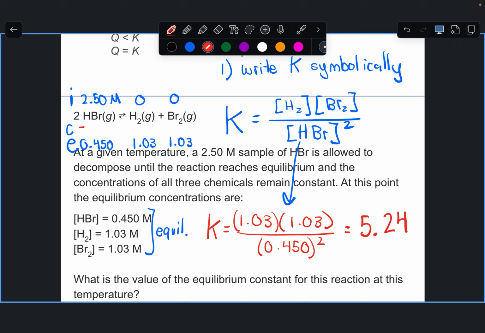So you could actually write in there what those changes are. You could say minus 2.05, plus 1.03, plus 1.03. The changes are always going to be minus on the side where you're using up that thing, so on the reactant side in this case, and then positive on the side where you're making it. You can kind of think of it as the initial plus or minus that change is equal to the equilibrium. Okay, you're saying how it changed and then what it ends up as.